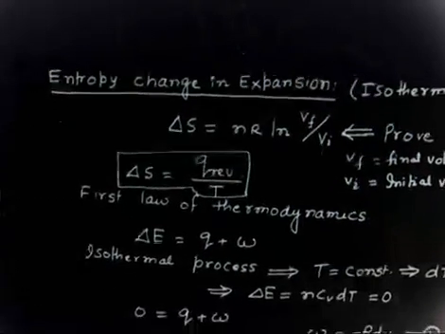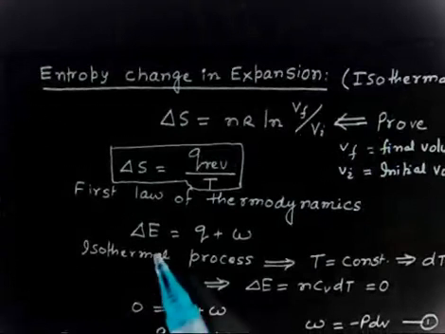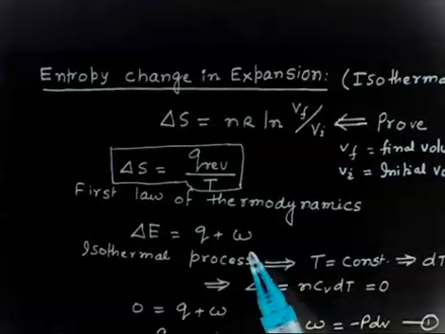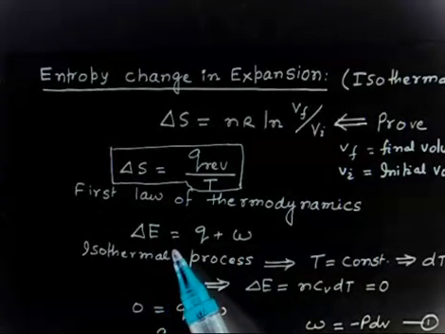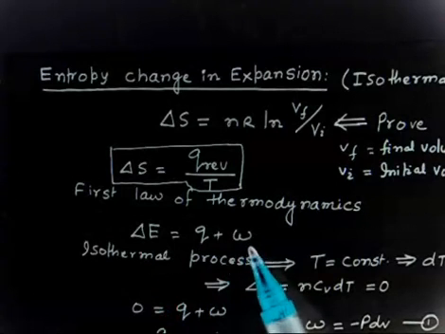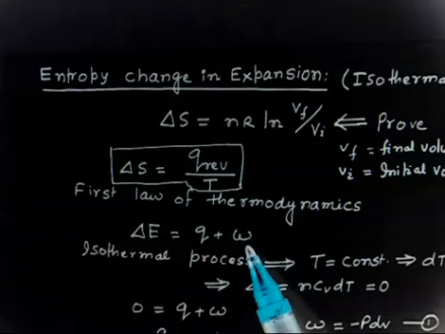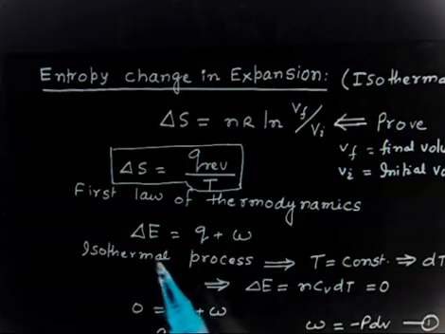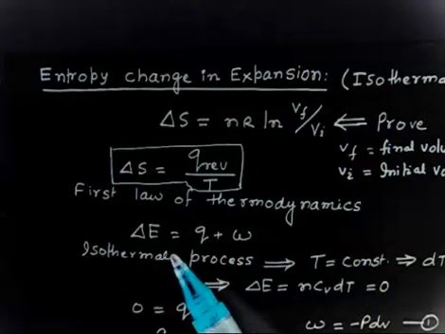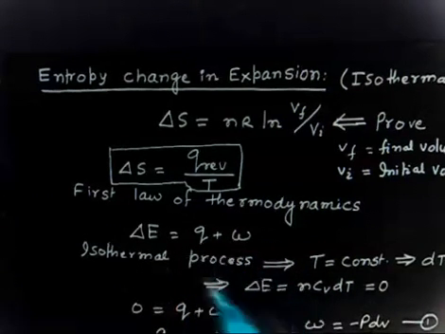What is the first law of thermodynamics? Delta E is equal to Q plus W. That is the change in internal energy. Delta E is equal to heat change plus work done. Are you getting or not? In this notation I have taken, heat given to the system is positive, work done on the system is positive, and change in internal energy of the system is positive. So if it increases, it's positive. This is the convention I am following.